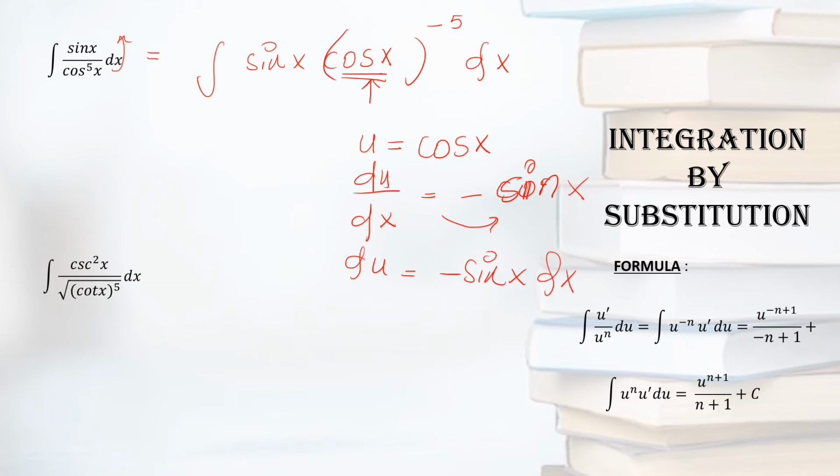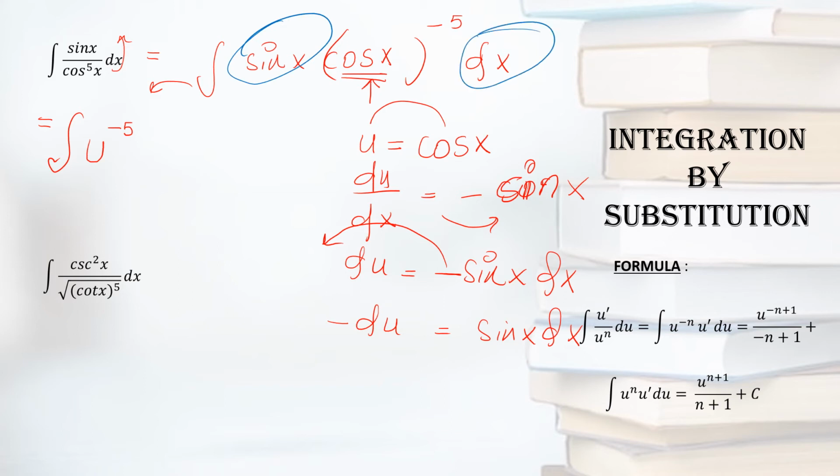Now negative is not present in the question, so bring it on the other side of the equation. You will get negative du equals sine x dx. Now convert the whole equation into the u form. So cos x will change into u, so you will write u whole to the power negative 5. And now in place of sine x and dx, you can write negative du. So negative always write in the start and du at the end of the equation.